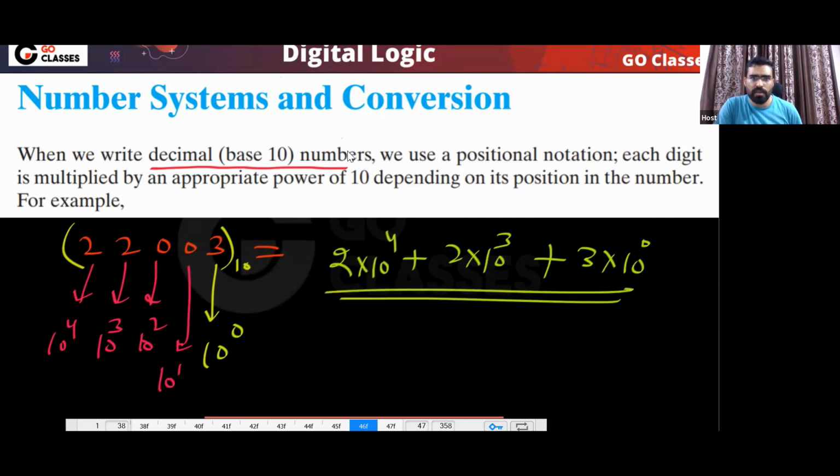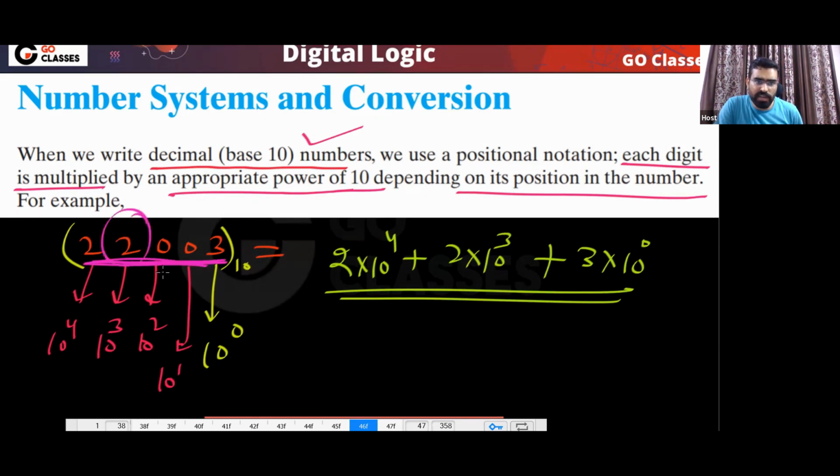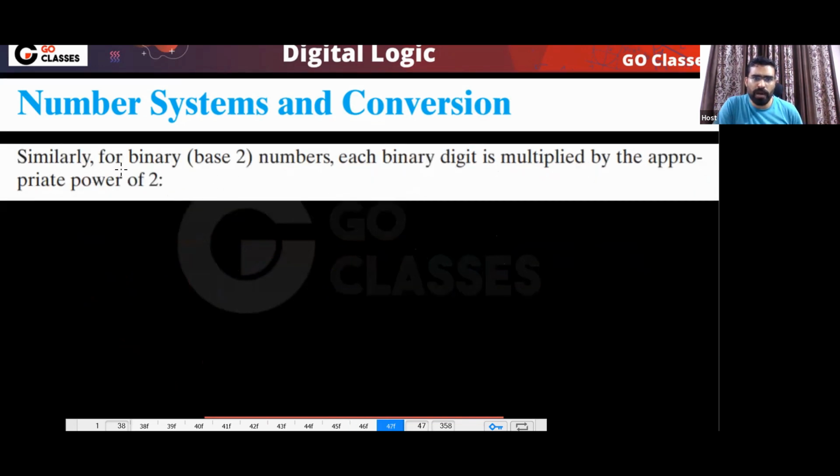Very simple. In decimal numbers, each digit is multiplied by an appropriate power of 10 depending on its position. Each digit has a weight. This one will have weight 10 power 3, because there are 3 digits on the right. And the same thing you can do for the binary system.